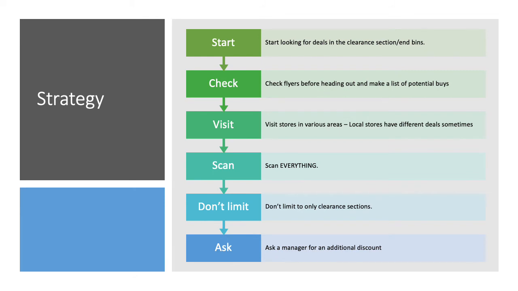Speaking of national sales, before you head out to stores, what you might want to do is check flyers first. And you can do that either physically or online. Most retailers now publish their flyers online. So maybe make a buy list of potential items that you're going to go out and buy in the stores before you even leave, right?